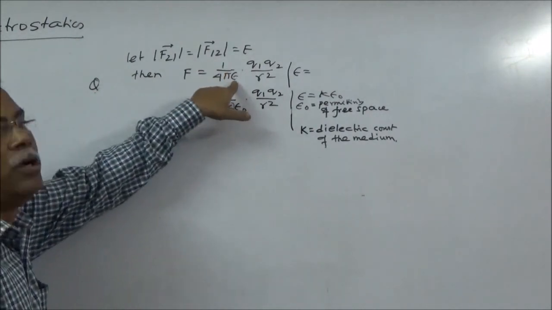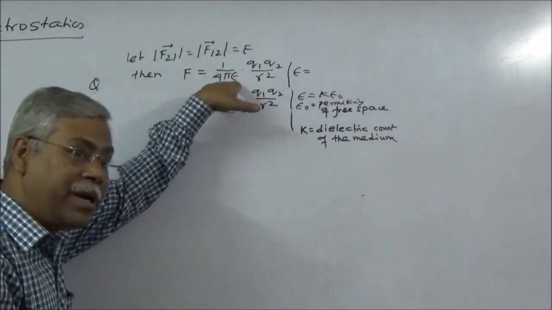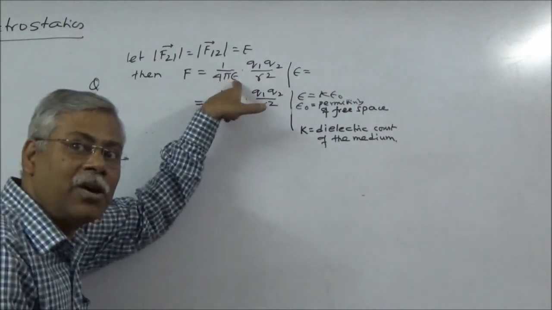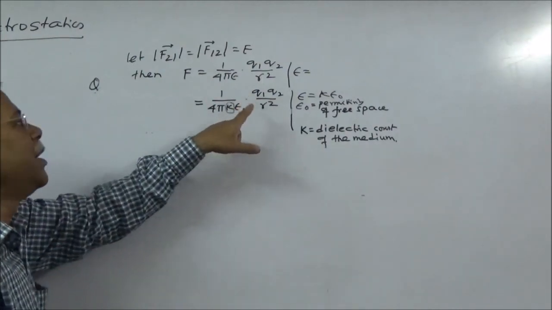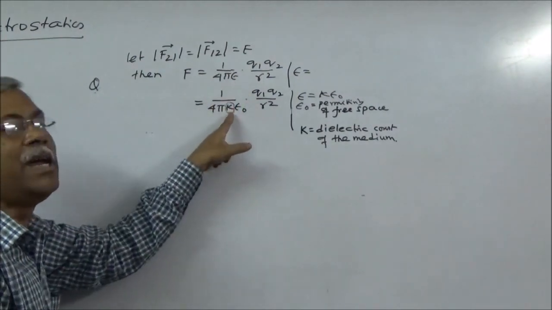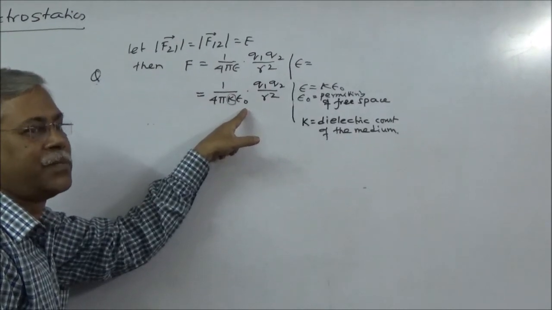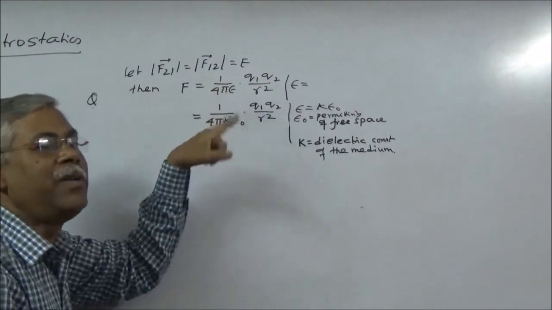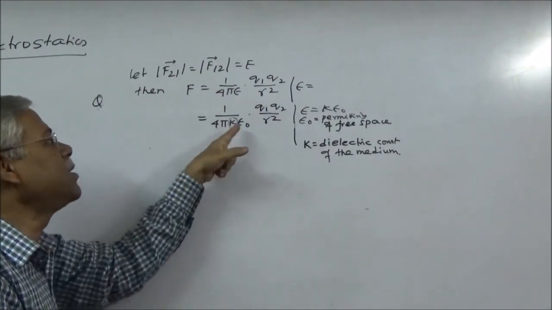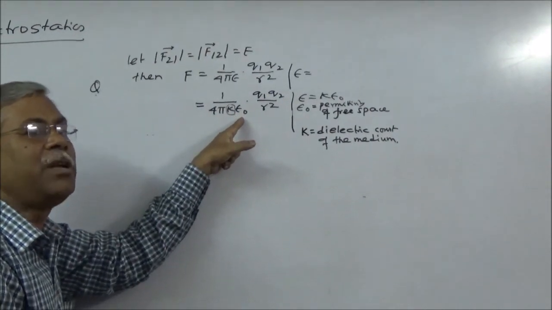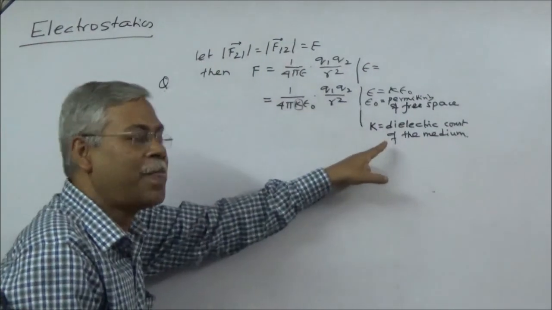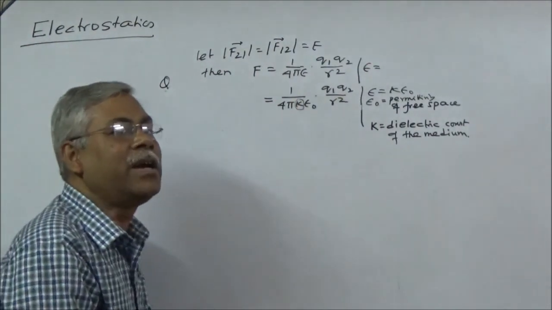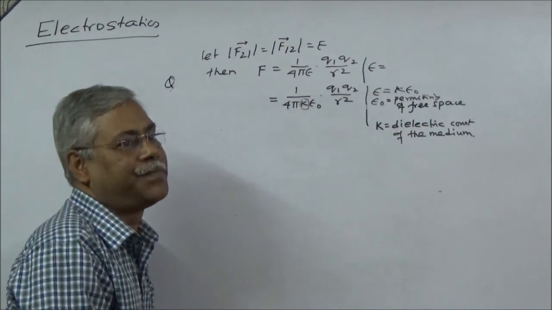Epsilon is called the permittivity of the medium, and epsilon equals K into epsilon naught. What is epsilon? Permittivity of medium. What is epsilon naught? Permittivity of free space, means permittivity of vacuum. And what is K? Dielectric constant of the medium.